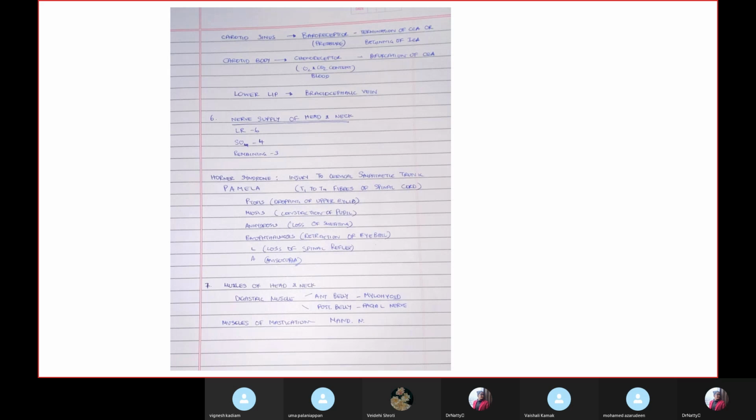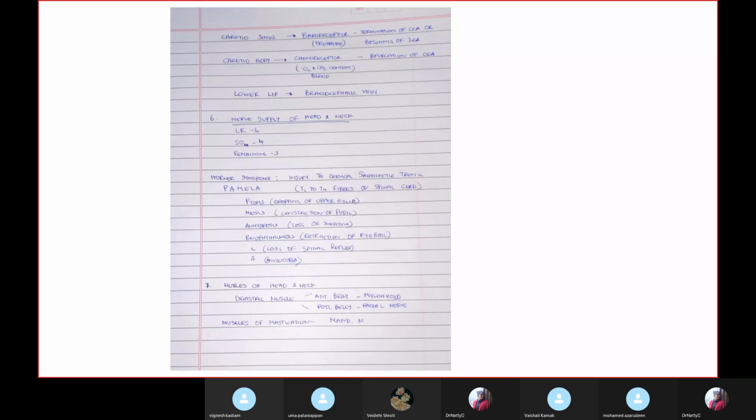Then for the nerve supply of head and neck, you should remember the mnemonic LR6 SO4 remaining 3. This is for the muscles of the eye, the ocular muscles. LR stands for lateral rectus. Lateral rectus is supplied by the abducens nerve, which is the 6th cranial nerve. SO4: SO stands for superior oblique, which is supplied by the trochlear nerve. All the remaining ocular muscles are supplied by nerve number 3, which is the oculomotor nerve.